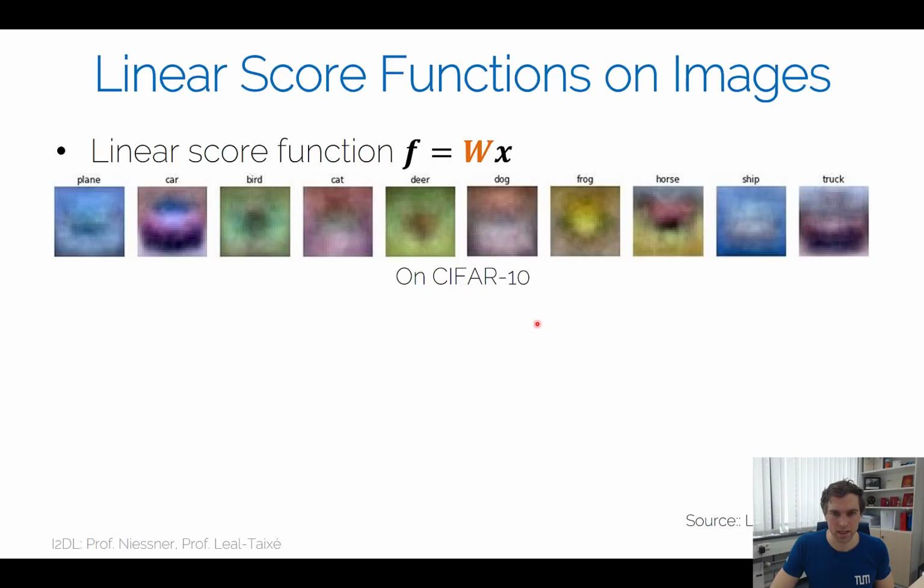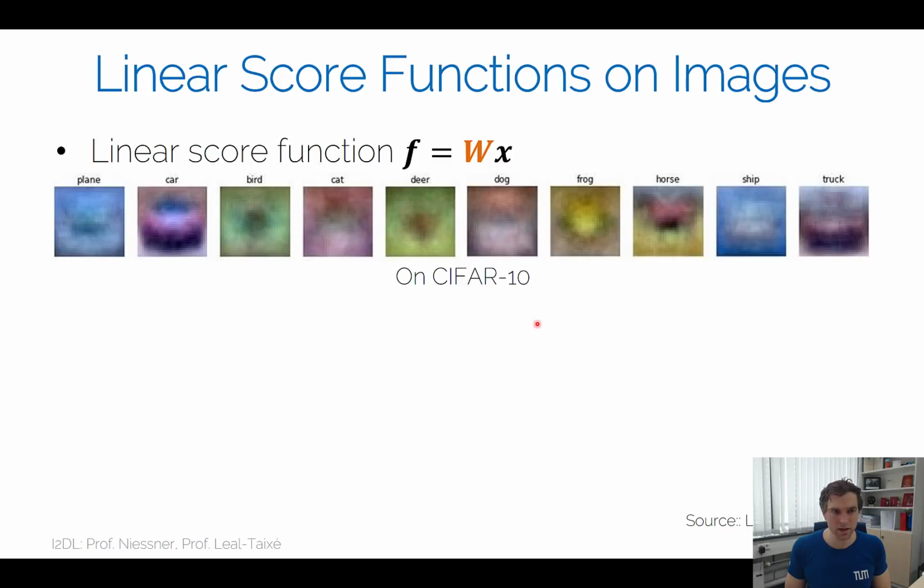CIFAR-10 is a 10-class classification problem. We have 10 different classes and we'd like to get the optimal scores such that I'm predicting the right class for a given input image. The input image is relatively low resolution. I don't want to go into all the details, but CIFAR-10 is a good data set to look at if you're doing a simple classification problem. It's relatively small, relatively low resolution, it only has 10 classes, and the objects are centered in the middle, so that makes it a little bit easier.